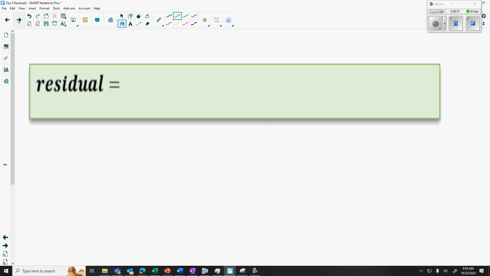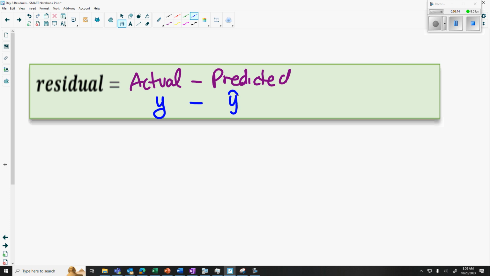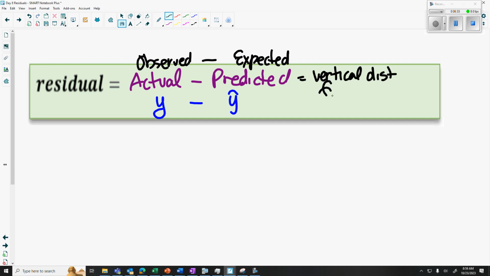If you go down below, let's write the equation. The equation is actual minus predicted, or y actual minus y hat predicted. Instead of writing actual, sometimes we use the word observed. And instead of predicted, sometimes we use the word expected. So these go hand in hand: observed minus expected or actual minus predicted. Okay, and specifically it's defined as the vertical distance from the point to the least square regression line.